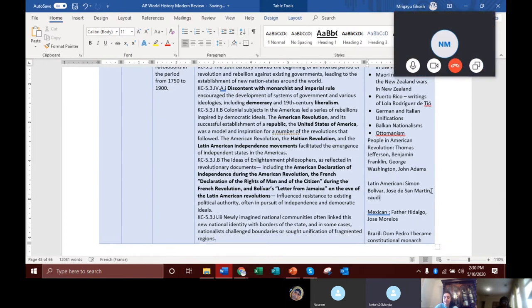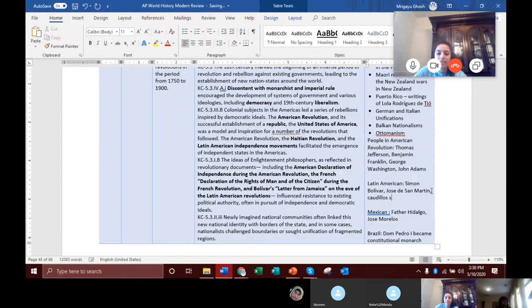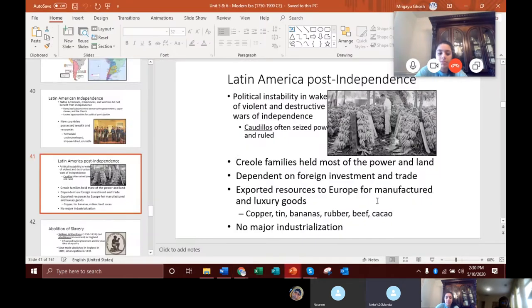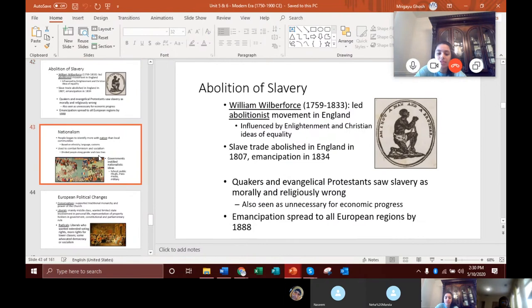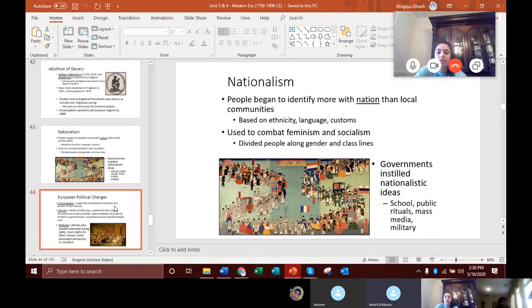Wow. Yeah, I remember doing this in class. It's new information. Seized power. I forgot a lot of this stuff. Yeah, I forgot a lot. The Latin American Revolution? We didn't really go over it that well.